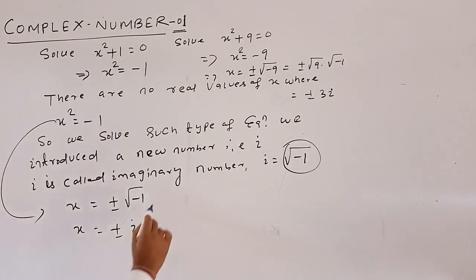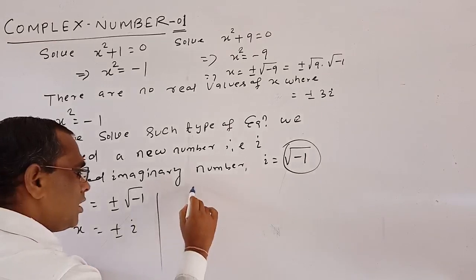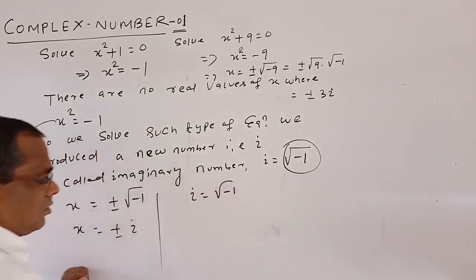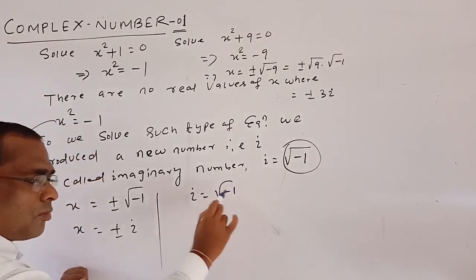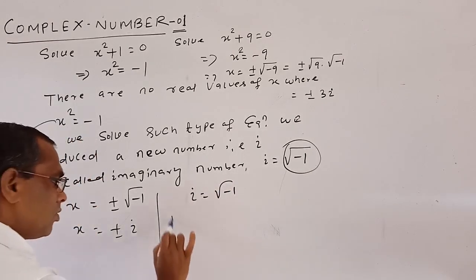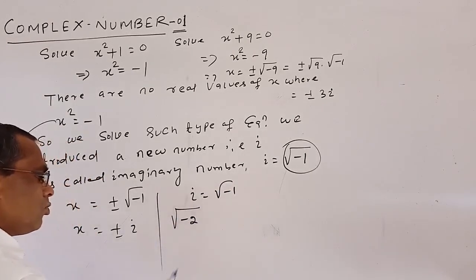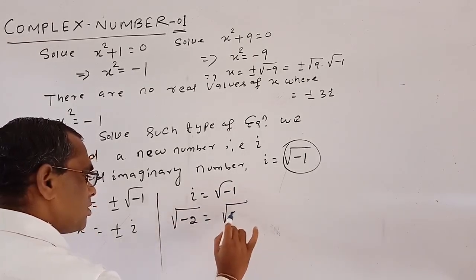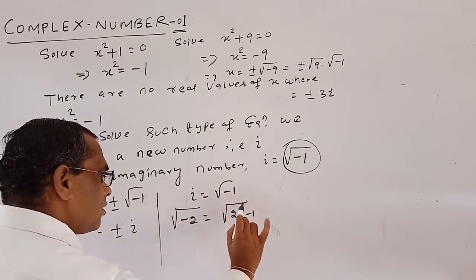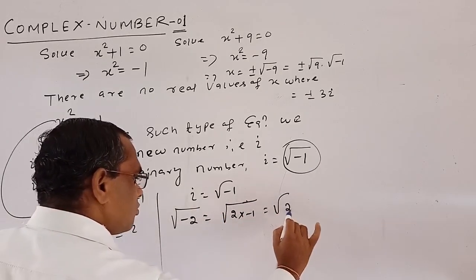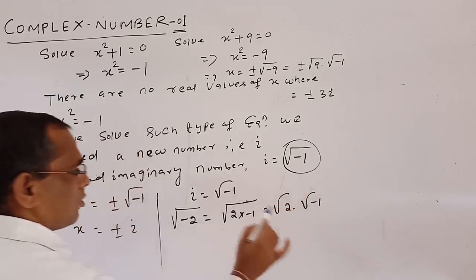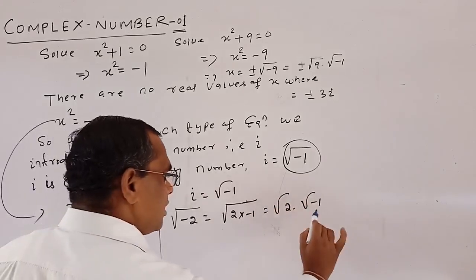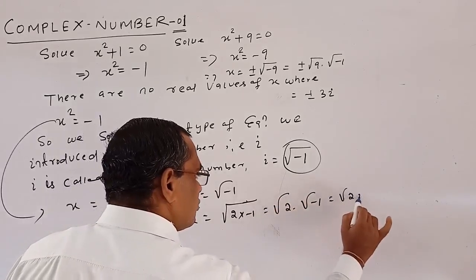Now, I equal to root over minus 1. This number is known as imaginary number. Suppose root over minus 2. Root over minus 2 means you can express it as root 2 into root over minus 1. But root minus 1 means I, and this is root 2 I.